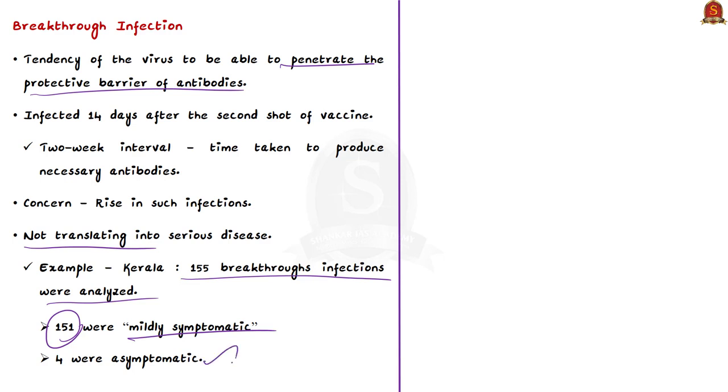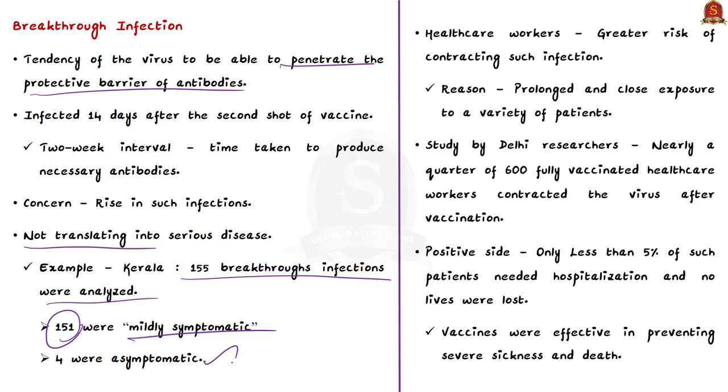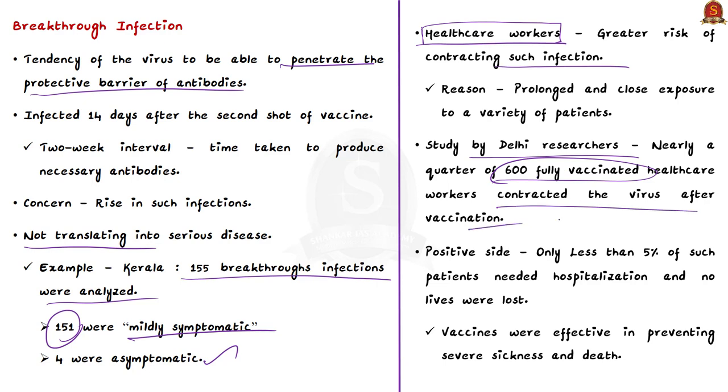Apart from this, among all others, health workers were found to be at greater risk of contracting such infections. And this is mainly because of their prolonged and close exposure to a variety of patients. In fact, a study by Delhi researchers highlighted that nearly a quarter of 600 fully vaccinated healthcare workers contracted the virus after vaccination. But however, the positive side is that less than 5% of such patients needed hospitalization, and most importantly, no lives were lost. And this indicates that vaccines are effective in preventing severe sickness and death.